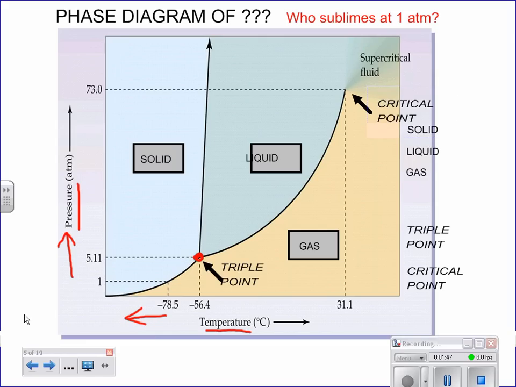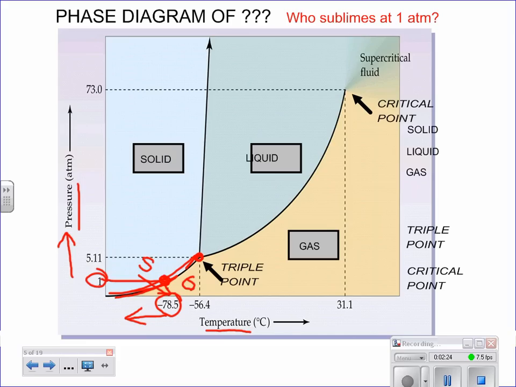This exact substance, I can look and I can see that right here along this line, this would be when the substance turns from a solid to a gas, or if it was going in the opposite direction, it would be going from a gas to a solid. So solid to a gas, that's known as sublimation. And at 1 atmosphere, and here's 1 atmosphere right here, so at 1 atmosphere and negative 78.5 degrees Celsius, we see that that sublimation takes place.